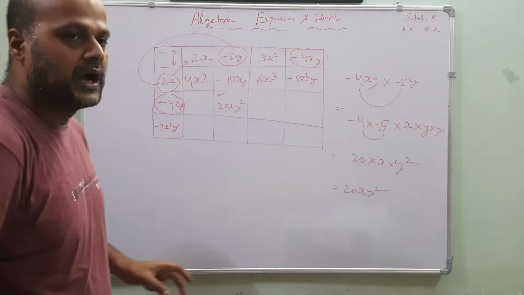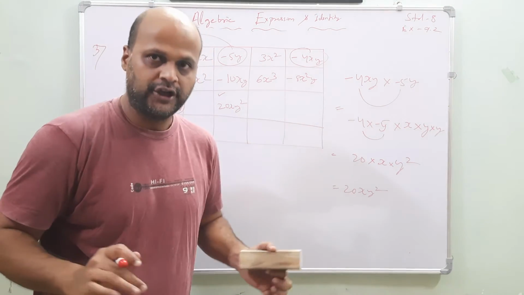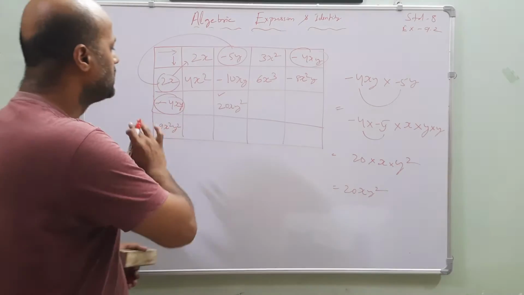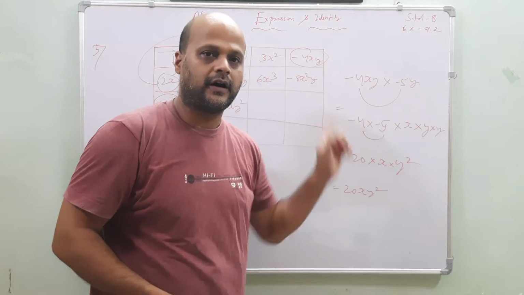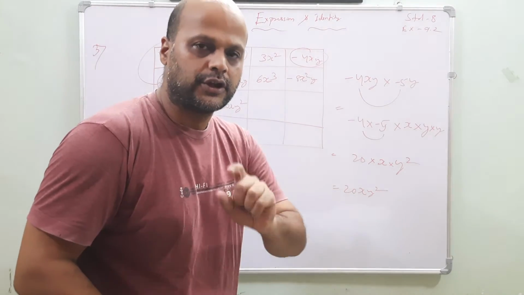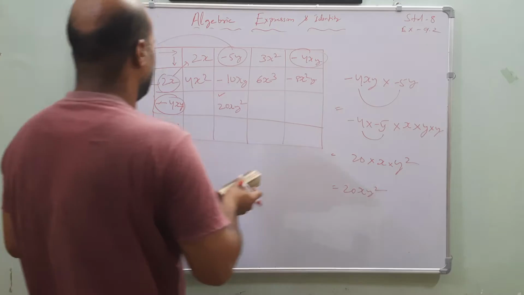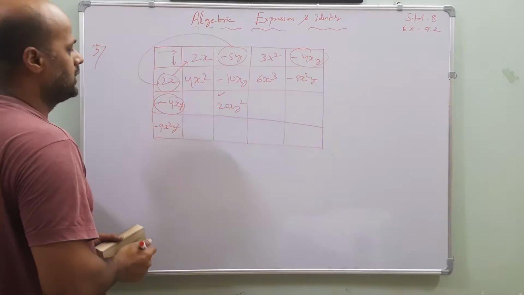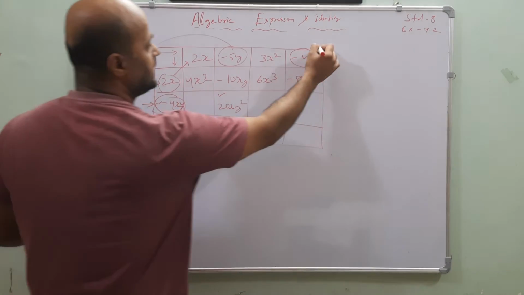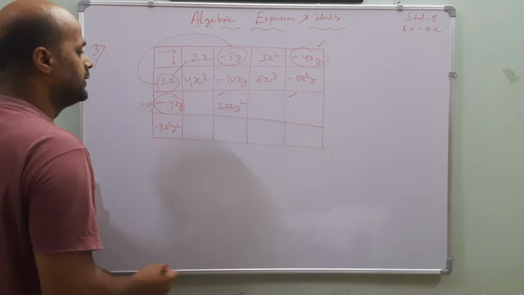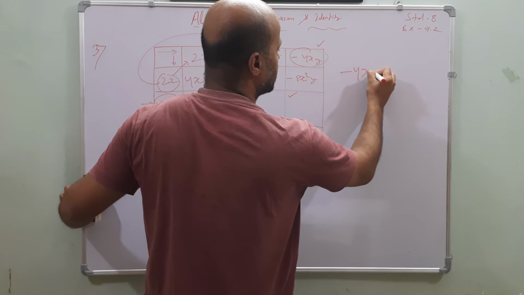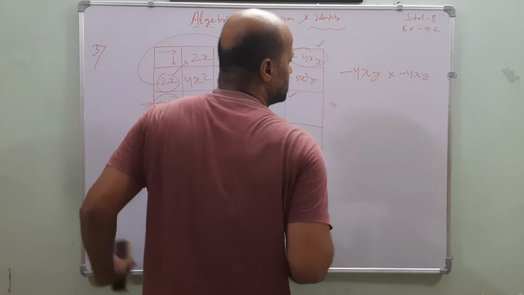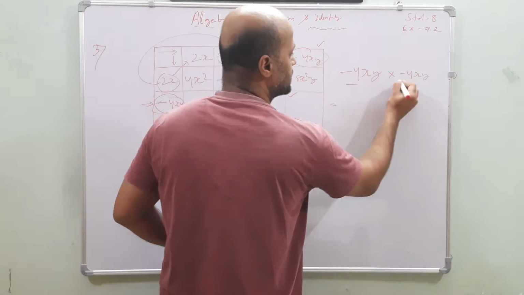I will not do all the boxes. I will just explain the simple process of how you can fill up all these boxes by this funda of multiplication between the two monomials. Good, very good. Let's do another one. Which one? Tell me. This and this, or this box. Write down the question first: minus 4xy into minus 4xy. Same process. Constants will be multiplied.